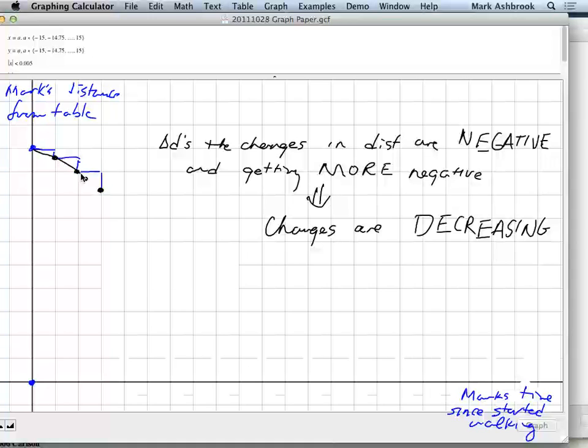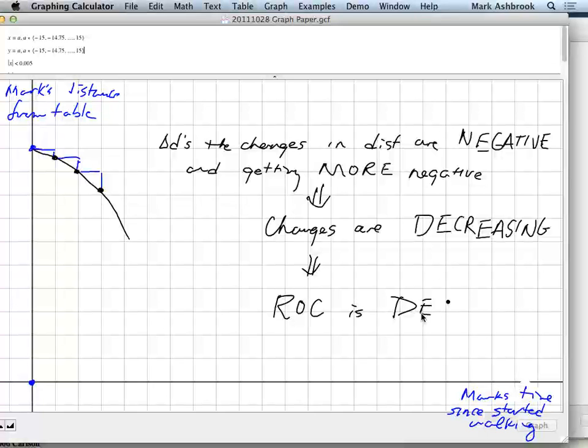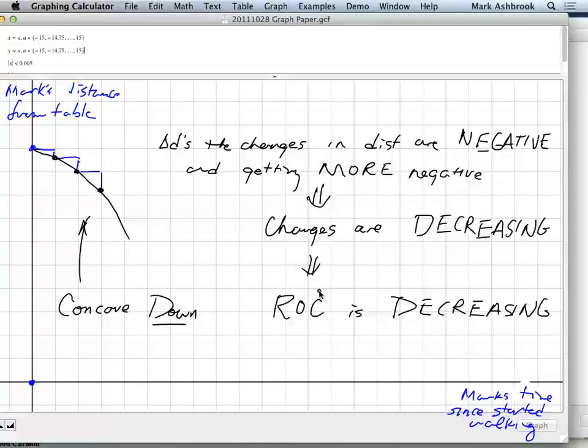So if the changes are decreasing, what about the rate of change? Decreasing. Because the rate of change just follows with the changes. So the reason we do this is now we have consistent. This is concave down. And concave down means decreasing rate of change. But this is really hard. You got to practice it over and over again.